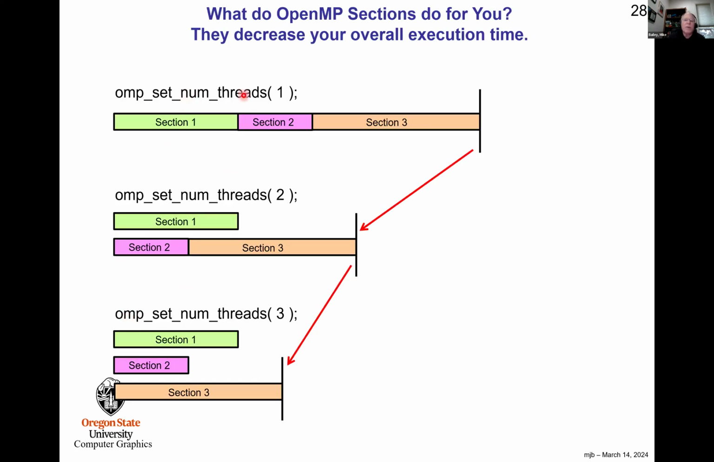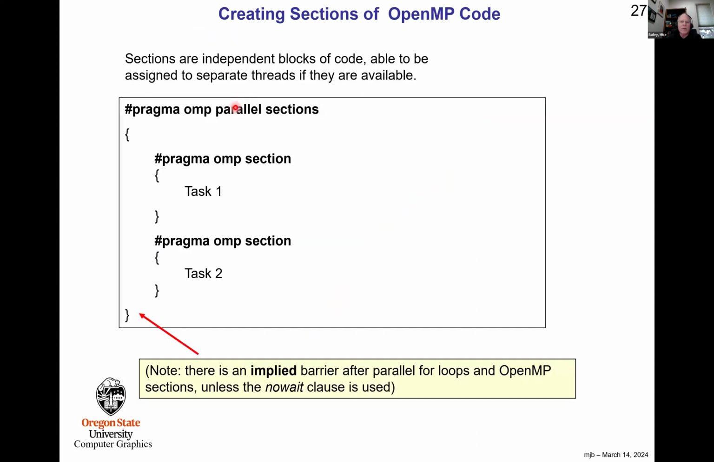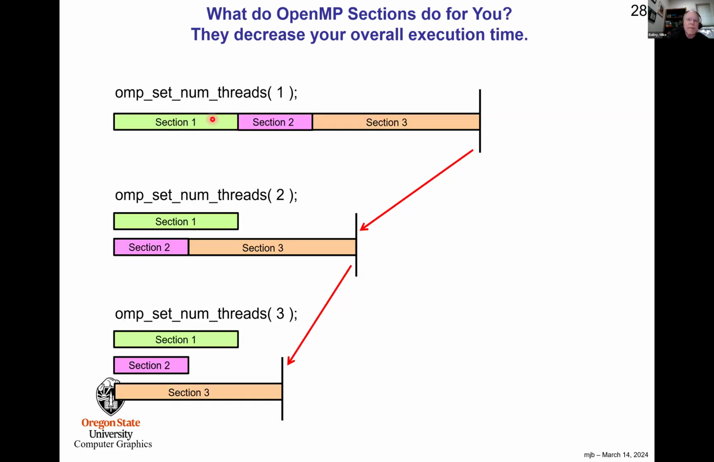So let's say we had one thread and we executed that section code. Well, they would run sequentially. It would still work, but there's no benefit of parallelism. Let's say we told it we wanted two threads and had three sections. Well, section 1 would run, section 2 would run, and whichever one finished first, that thread would run number 3. But sections are at their very best when you have the same number of sections as you do threads. And so now they can run together, and this is the overall fastest execution time you can get.